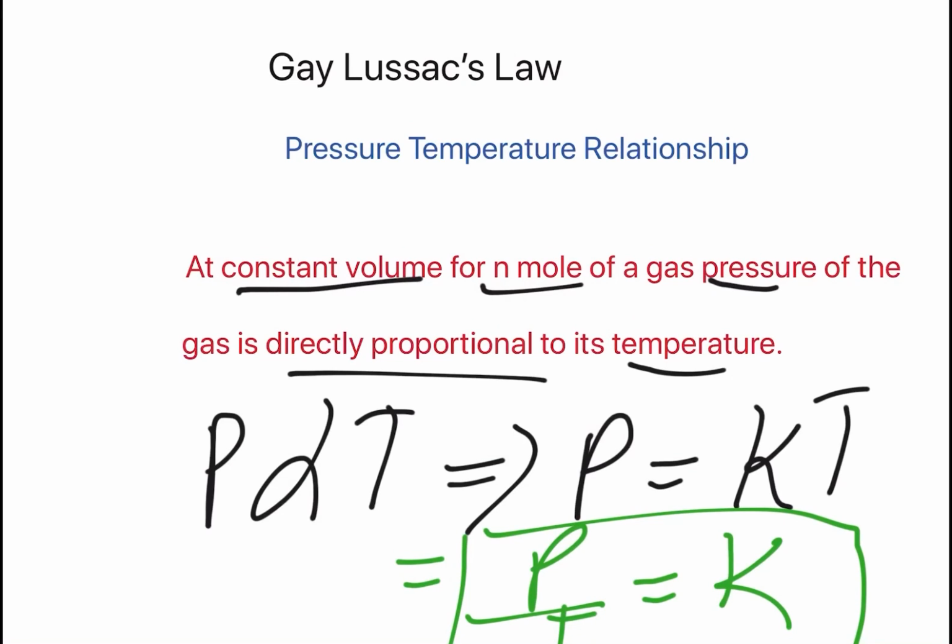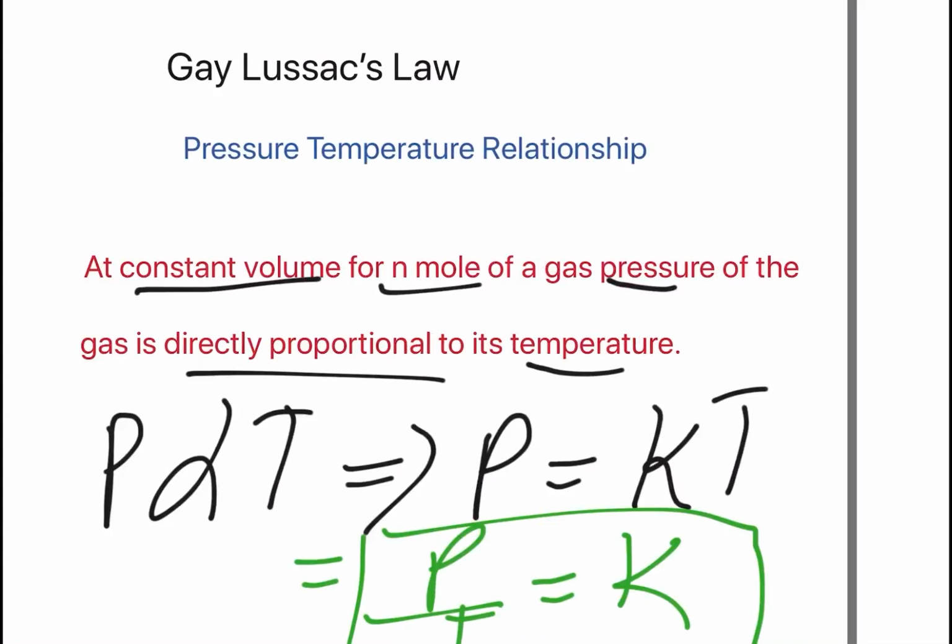Which states that individually the pressure or temperature of a gas may change, but if I take the ratio of the pressure to the temperature, or divide them, I get a constant. This was our Gay-Lussac's law.